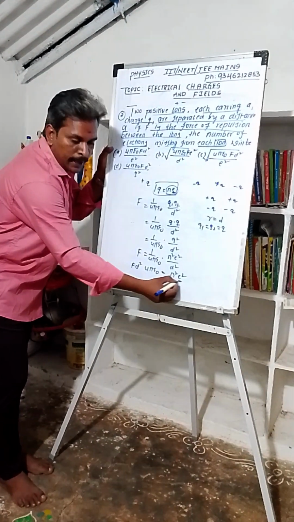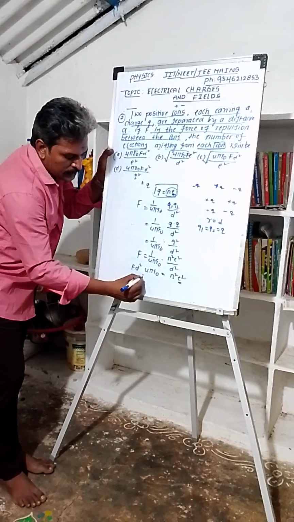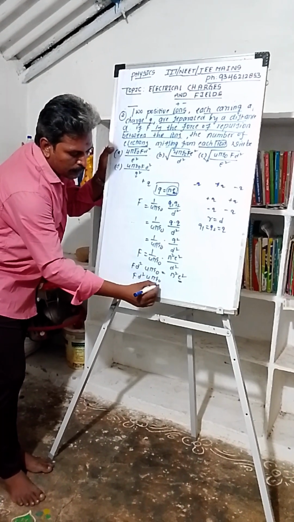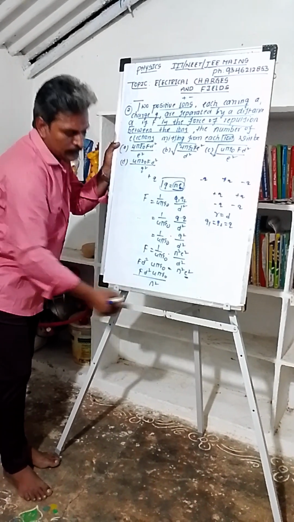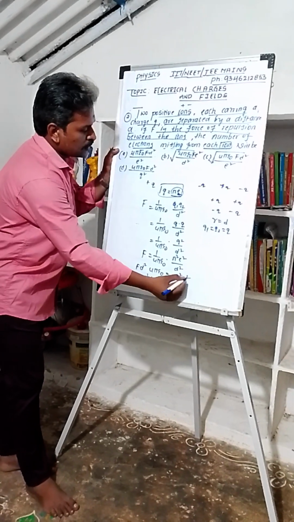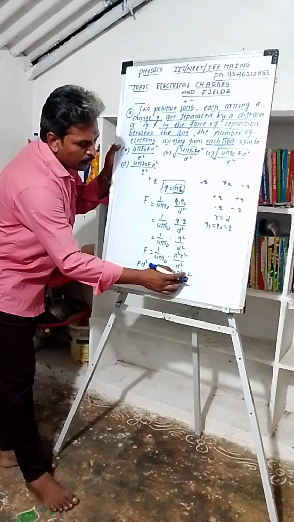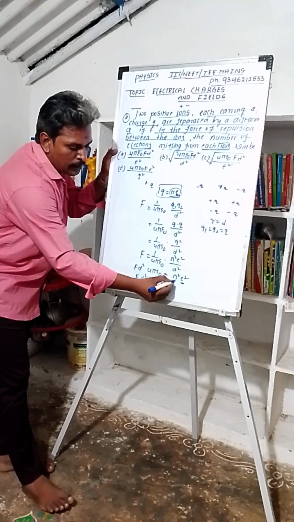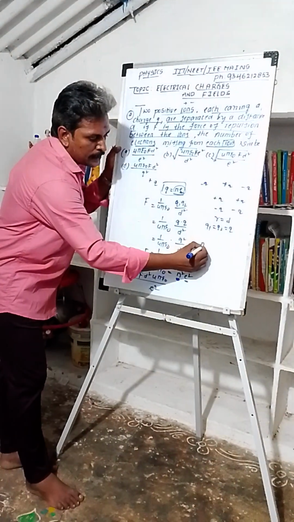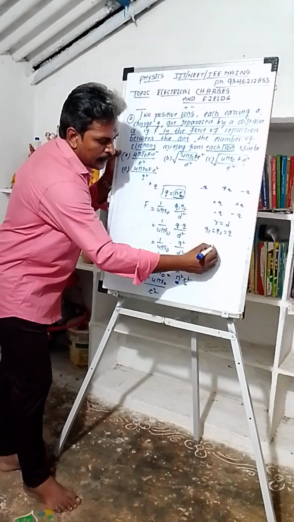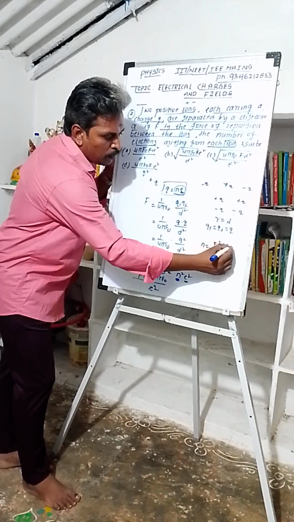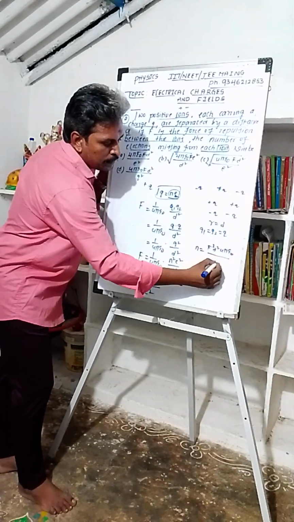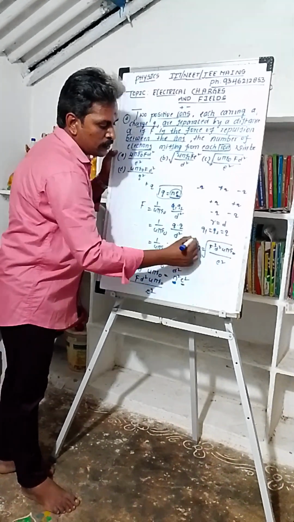So what do we want? The number of electrons. So N square is equal to F d square 4 pi epsilon naught by e square. Now, for the total number of electrons N, it is equal to the square root of 4 pi epsilon naught F d square by e square.